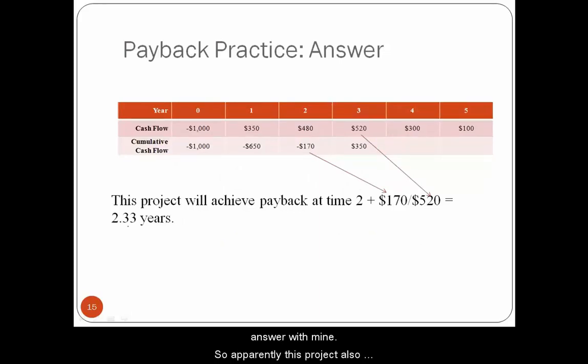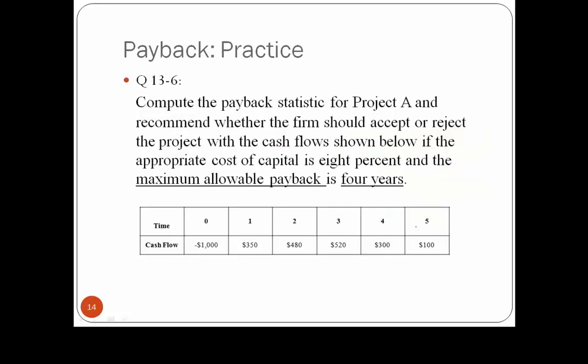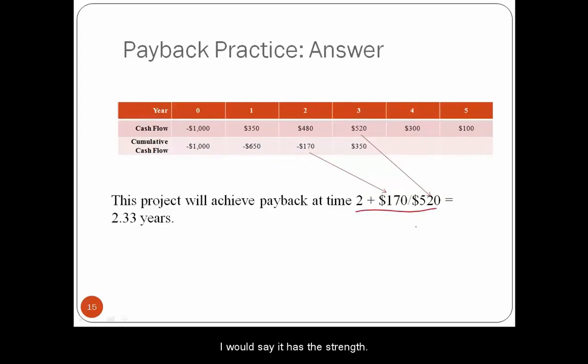So apparently this project has a payback of 2.33 years, and remember the A plus B divided by C formula, so I'm giving you the inputs of how to use that formula. And since 2.33 years is less than, or say shorter than, the maximum allowable payback of 4 years, this project actually is acceptable according to the payback criteria.